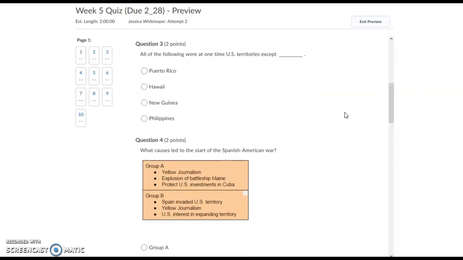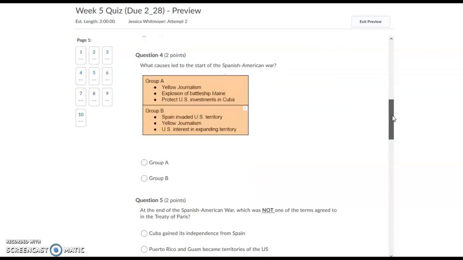Question 3. All the following were at one time U.S. territories except Puerto Rico, Hawaii, New Guinea, or Philippines. Question 4. What causes led to the start of the Spanish-American War? Group A, yellow journalism, explosion of battleship Maine, protect U.S. investments in Cuba. Group B, Spain invaded U.S. territory, yellow journalism, U.S. interest in expanding territory. And again, you're choosing Group A or Group B.